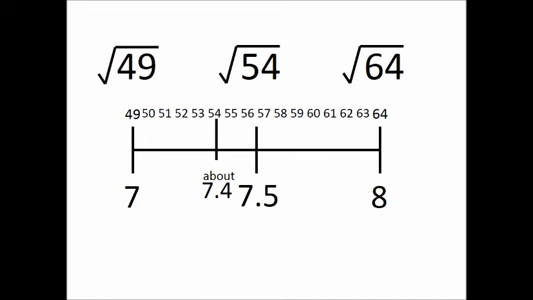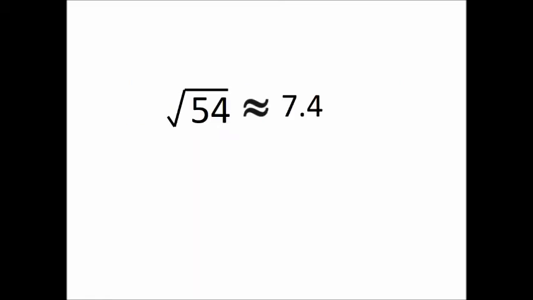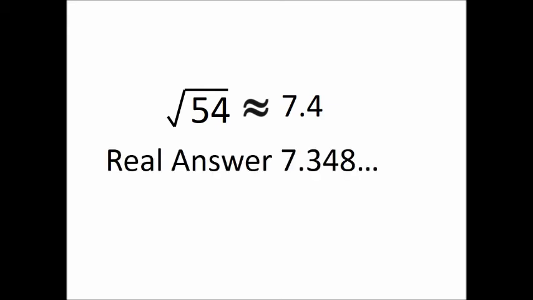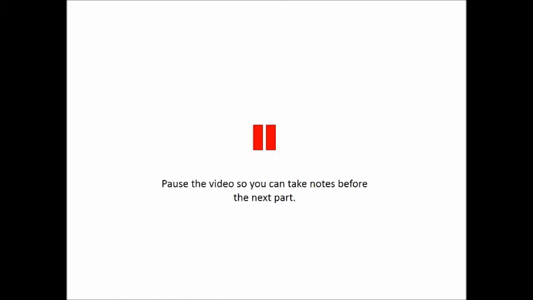We're just saying, hey, what is it approximately? So the square root of 54 is approximately 7.4, which it says is 7.348. Why did you put 7.4, Mr. Beuthin? Because it's approximate. You could have put 7.3, 7.4, just anywhere in that given area.